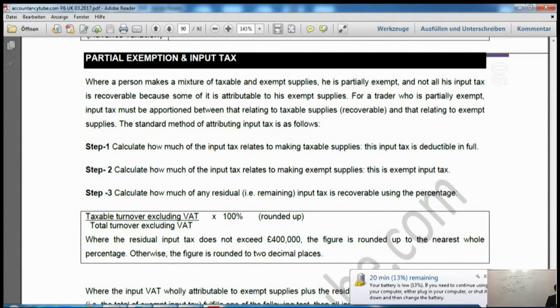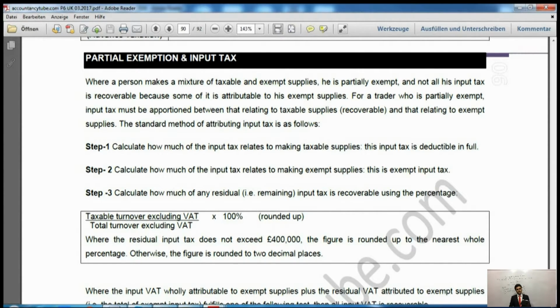Now that is our subject area today, the second subject area. It is partially exempt individuals. Now we'll just read from the notes, and as you can see on your screen, it says partial exemption and input VAT. Where a person makes a mixture of taxable and exempt supplies, he is partially exempt, and not all of his input tax is recoverable, because some of it is attributable to exempt supplies.